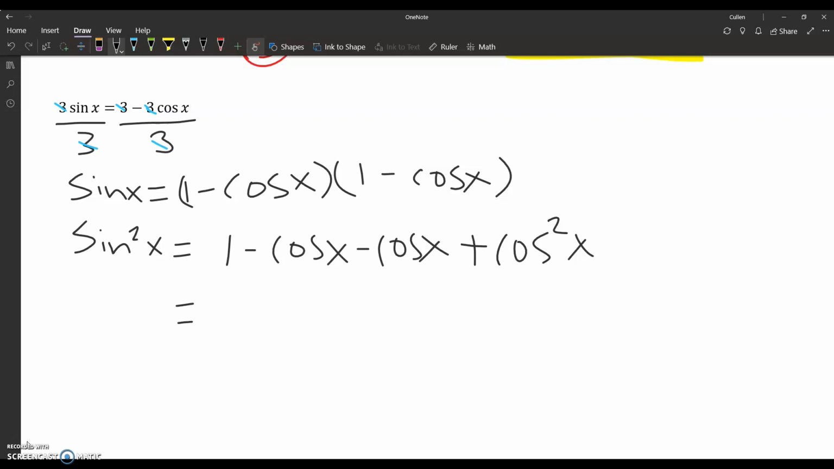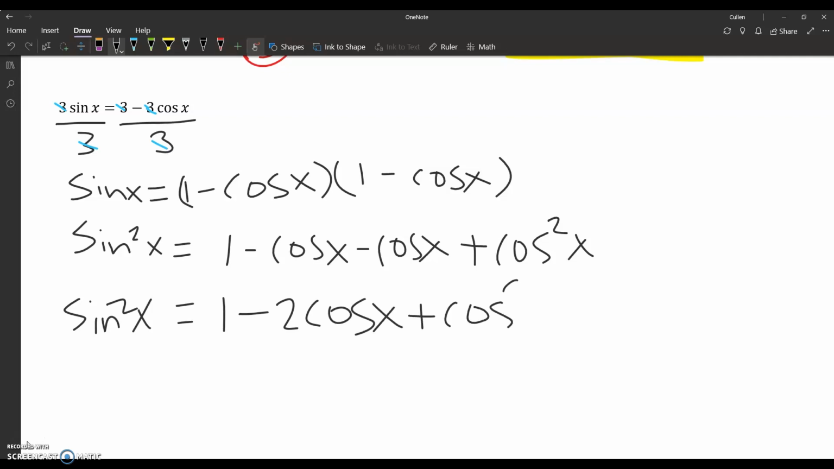Okay, and then keep going. You can combine those two terms on the right. Still got sine squared x here, and on the right side, I got 1 minus 2 cosine x plus cosine squared x. So the next thing I'm going to do is rewrite this sine squared x. If you remember your Pythagorean identities, I'm going to turn it into terms of cosine so I can solve this. 1 minus cosine squared is the same as sine squared. So I got 1 minus cosine squared x.